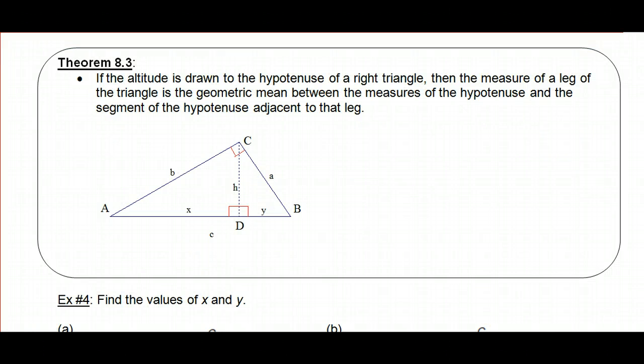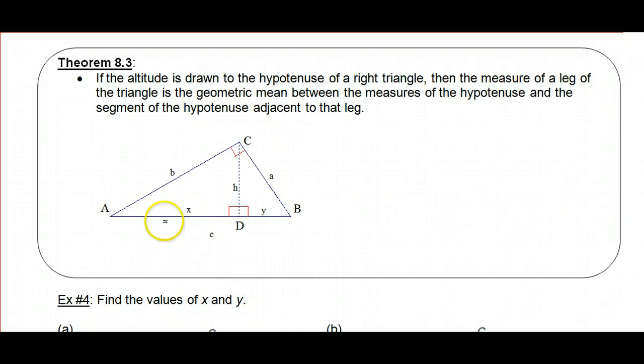Okay, we have another theorem. Last one for this section. This next theorem also pertains to the same diagram where you have a right triangle and the altitude drawn from the right angle. So this one is a little more complicated. Let's take a look at what it says.